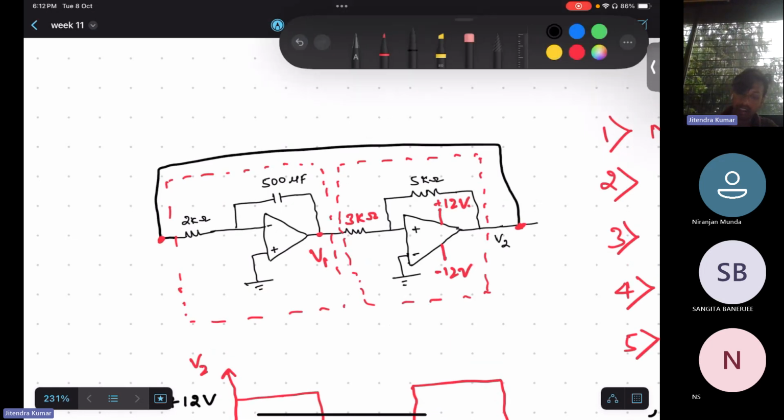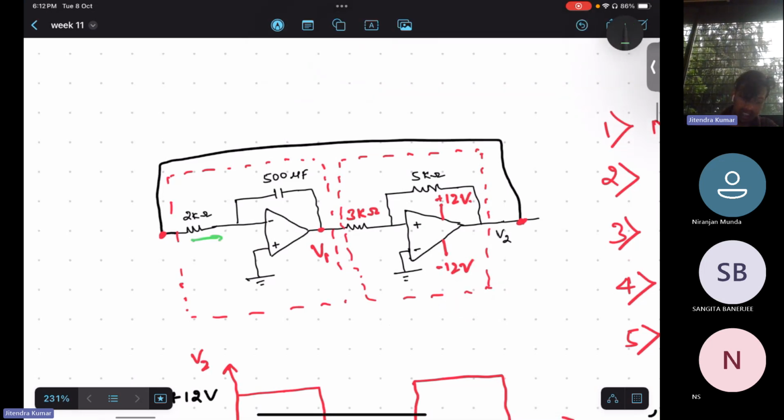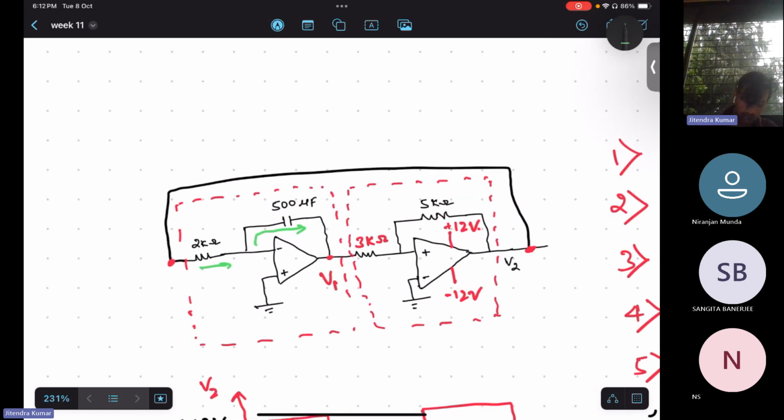Just to be clear, this is how the integrator circuit works. You can apply KCL at this node. From the virtual ground concept, if 0 volt is there, 0 volt will be there, isn't it? So now (V2 minus 0) divided by 2 kilo ohm, or R you can say, is equal to IC. How much will this IC be?